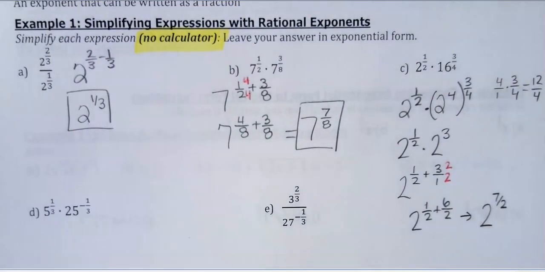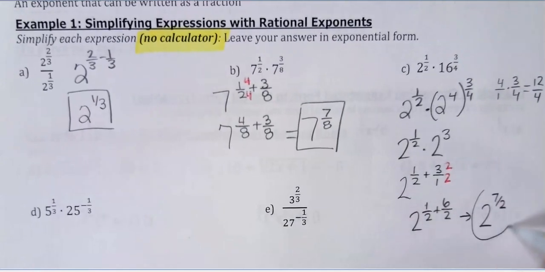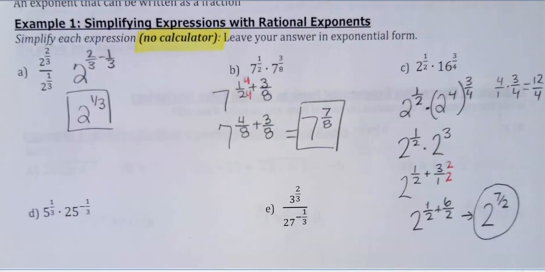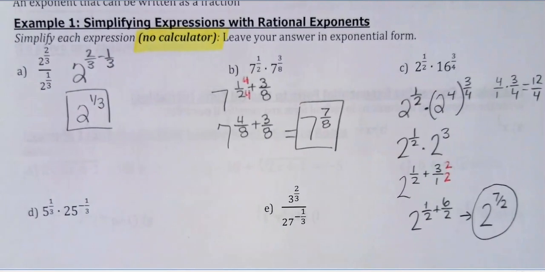If you get a number on the top that's bigger, like I have 7/2, don't change it to a mixed number, just leave it as an improper fraction. So just going to leave it right like that. I got one more like this right next to this here.